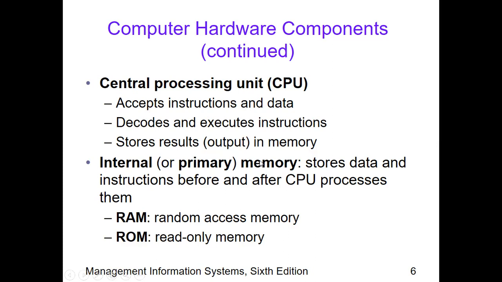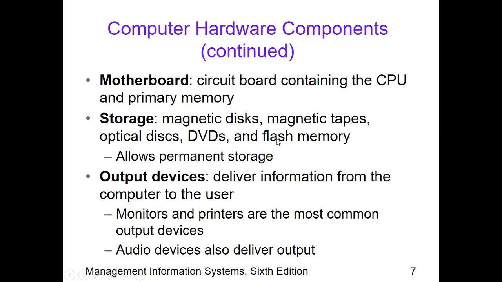We have again the internal or primary memory, which would store the data and instructions before and after the CPU processes them. So basically, they are like the points prior to our RAM and ROM. RAM stands for random access memory. I mentioned that a while ago. While ROM, I did not, but it means read-only memory. Then the motherboard is the circuit board containing the CPU and primary memory. So basically, these are the technical terms on parts of the computer.